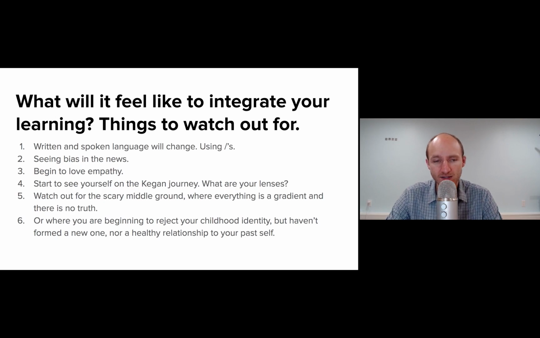The second thing to watch out for is this scary middle ground where you, and this one's probably the scary one, reject your childhood identity, but you haven't really formed this new one yet. And you also don't have this healthy relationship to your past self. That's what Derek Duke was talking about when he's talking about going into the void. When you start to understand yourself and take a step back, wow, that can be very scary, especially when you haven't made the full transition yet. So keep going.